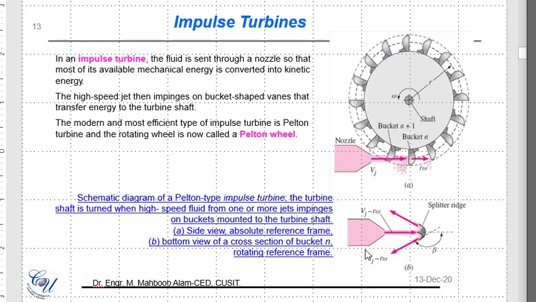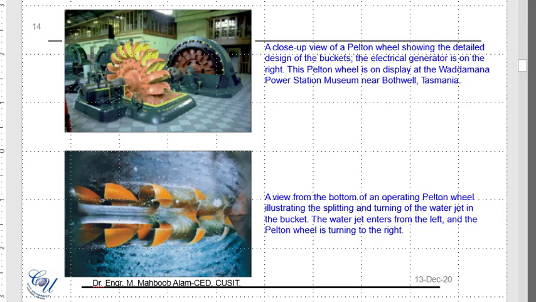So water is in this direction, this bucket is moving in this direction. So we have to calculate what is the absolute velocity of this jet and what is the relative velocity when it is hitting that bucket. And these two would be then used to calculate the total amount of energy that can be extracted from the water.